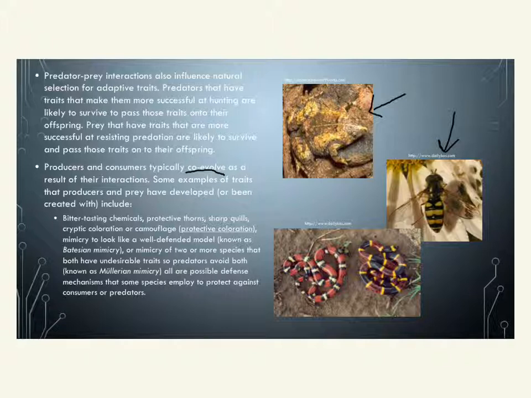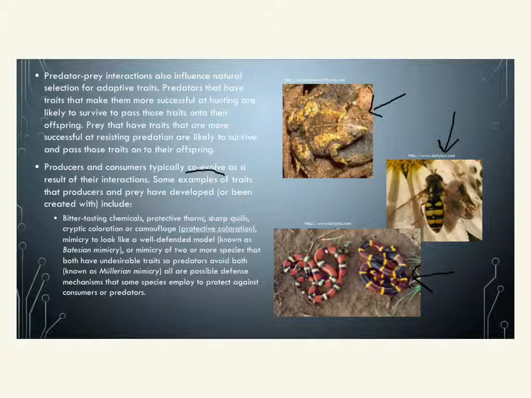So that's Batesian mimicry, when we've got one organism mimicking or trying to look like a well-defended model. We've got another type of mimicry, and that's down here with these two snakes. That's the Mullerian mimicry, and the idea behind that is both of them have undesirable traits.